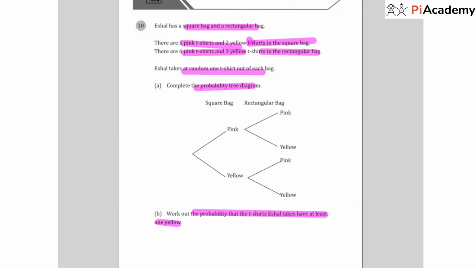I just did, so for the square bag, for the pink, 5 out of 7, and for the yellow, 2 out of 7. No, sorry, 2 out of 7. Okay. And then for the rectangular bag, for the pink, 6 out of 9, and for the yellow, 3 out of 9. And then for the pink again, it was the same.